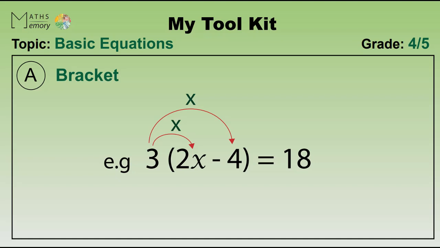Let's get our first toolkit revision card out. This is brackets on subheading A. So you just learned how to deal with brackets. Again, the golden rule still applies. You apply your boxes under your x and number terms, and obviously you do your golden rule. X is on the left, numbers on the right.